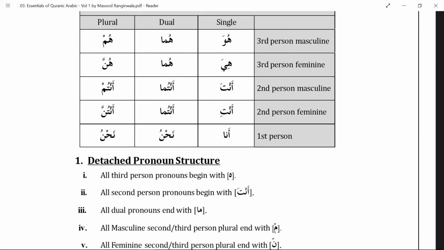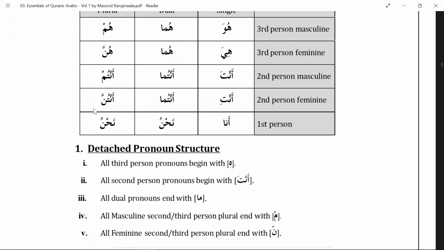Even for two people, it's nahnu, which is we, and even for many, it's we. If you see the last one, hum, antum, this is masculine, plural. Feminine plural is noon shadda, hunna, antunna. So there is a set pattern which will help you to learn. It's not that difficult.